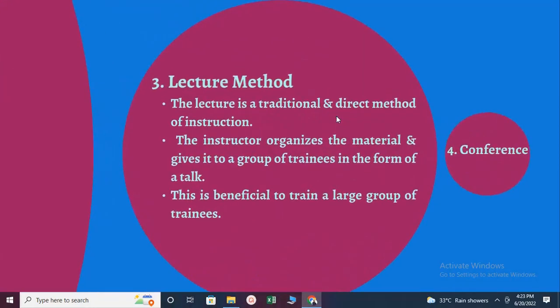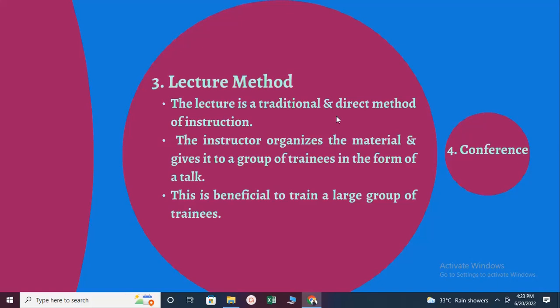Third, lecture method. The lecture method is a traditional and direct method of instruction. It is like classroom instruction. The instructor organizes the material and gives it to a group of trainees in the form of a talk. This is beneficial to train a large group of trainees. In case you are recruiting 100 or 200 people for your organization, this type of lecture method will be used, because you cannot focus on an individual here.